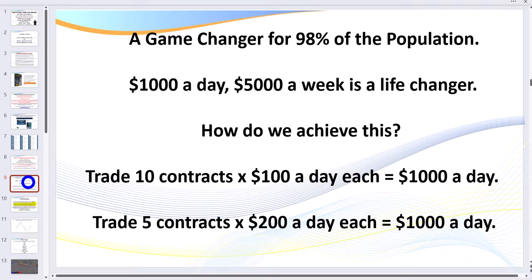Traders, this would be a game changer for 98% of the population, to be earning $1,000 a day, $5,000 a week. Now in today's session, we're actually going to be trading and going for a larger target. That is, if you wish to keep your capital requirements down, you can start on lower time frames, such as, believe it or not, the 1 tick ES Renko. Today I'm going to be showing you how I trade the 2 tick.